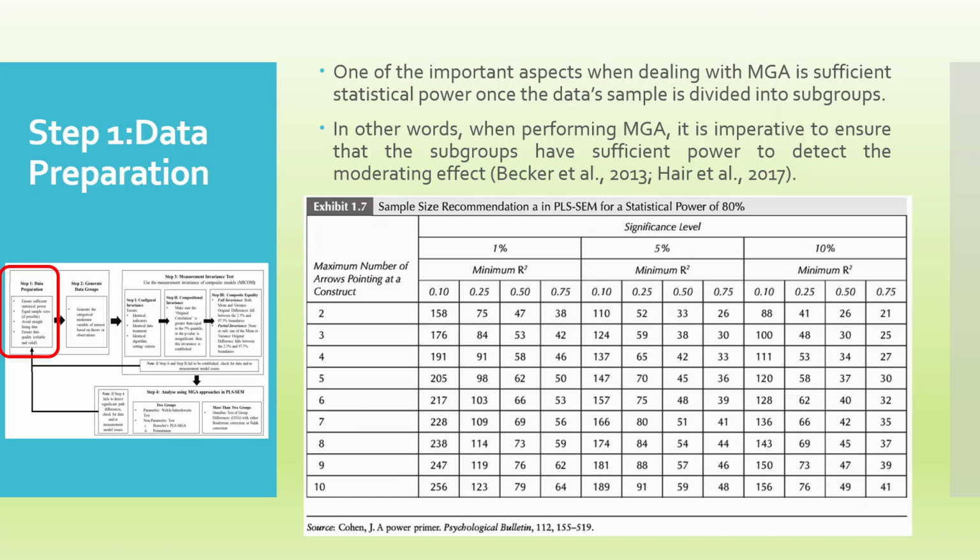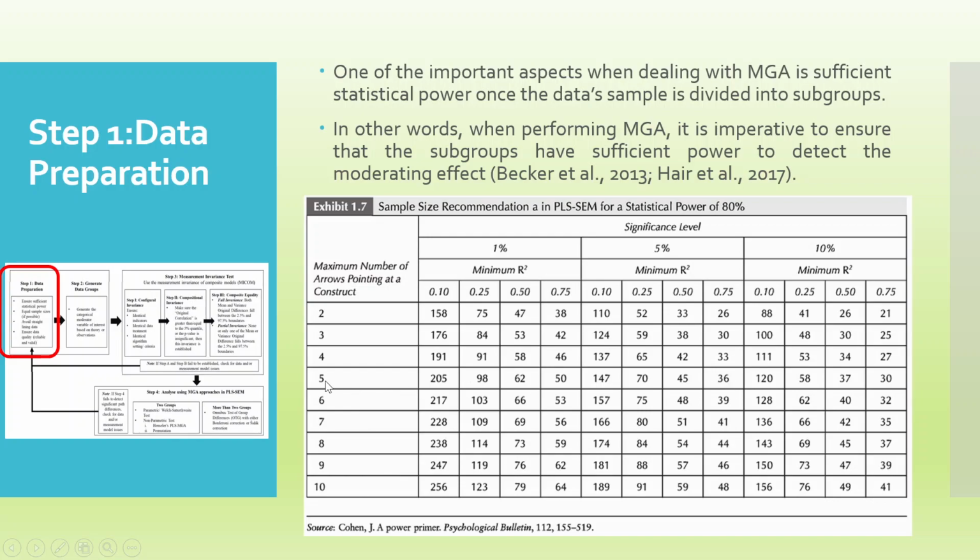According to the table given by Cohen, we will have to first see how many maximum numbers of arrows are pointing at a particular construct. We will have to find out a construct which is having the maximum numbers of arrows pointing at it. Say for example, if it is 5, and we require the R square of 0.75 at 5% level of significance, then the minimum sample size is 36.